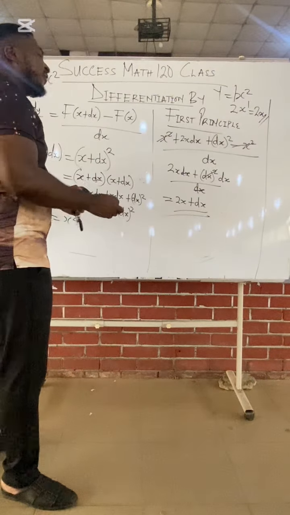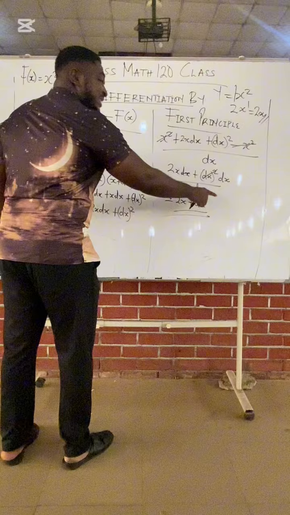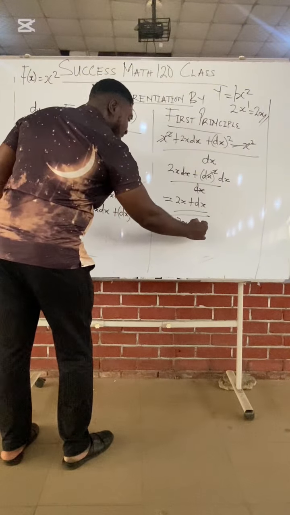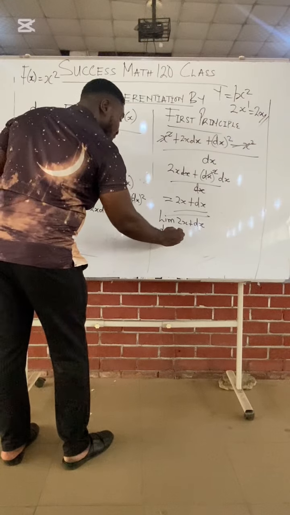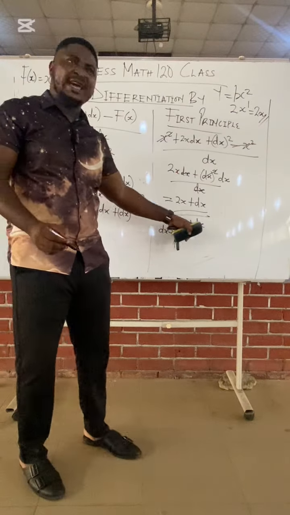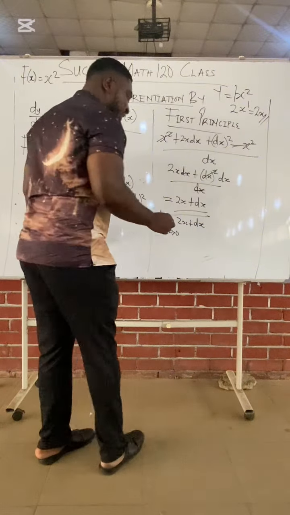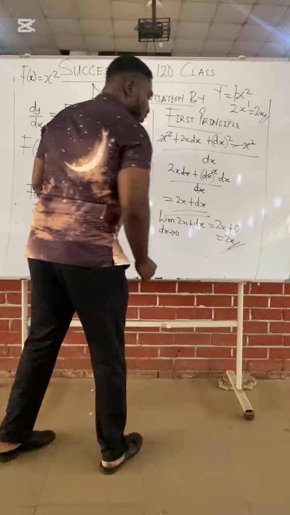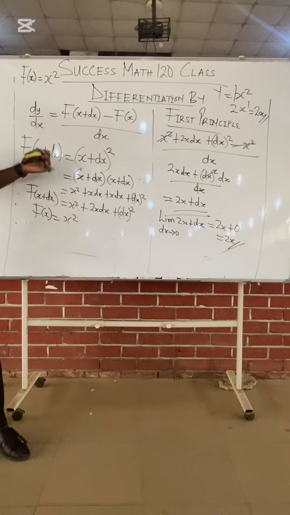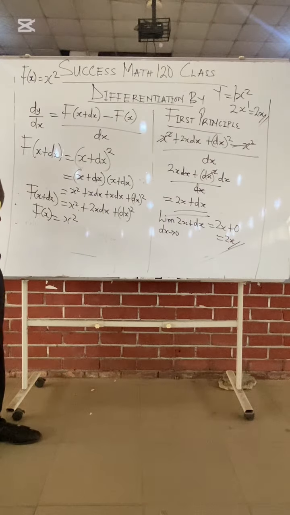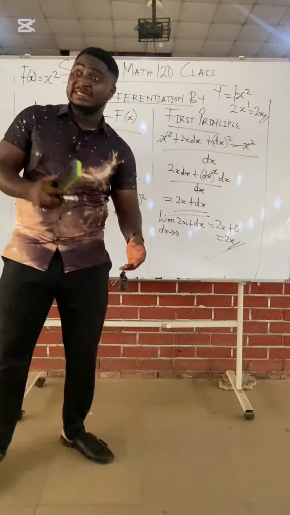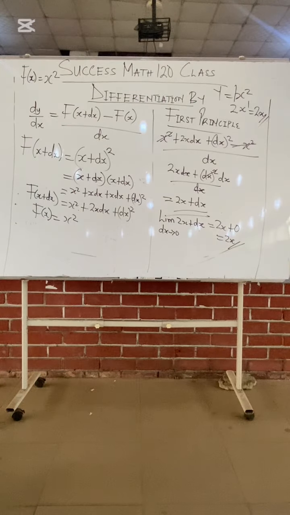But if you want to finalize and get that 2x, you will now find the limit of this as dx tends to 0. Find the limit of 2x plus dx as dx tends to 0. Class, dx tends to 0 means that anywhere we see dx, put what? 0. So we have 2x plus 0, giving us 2x. Our final answer is 2x. So class, after applying the formula, if your final answer still contains dx, you will now find the limit of your final answer as dx tends to 0.